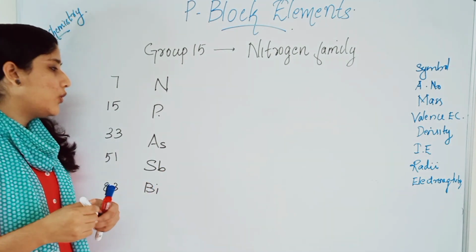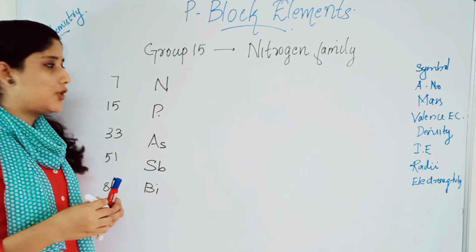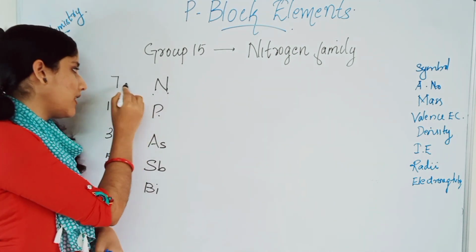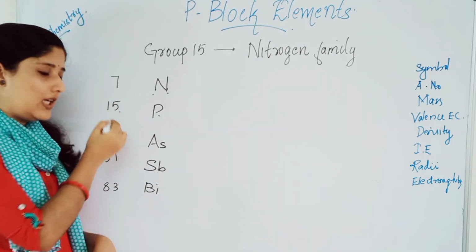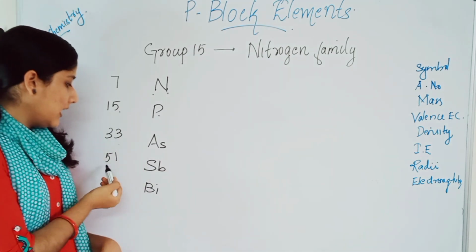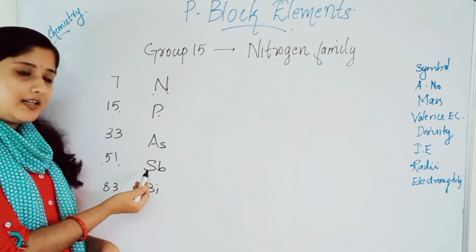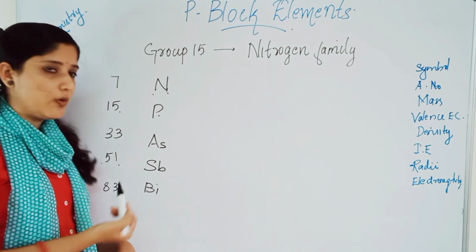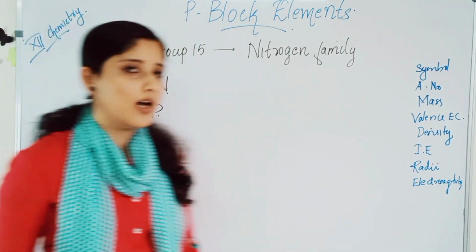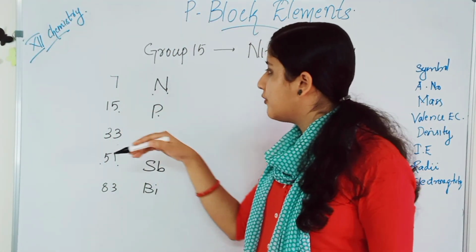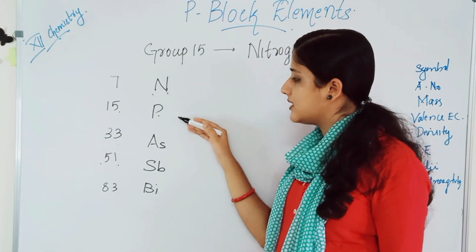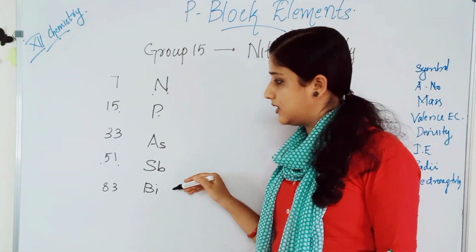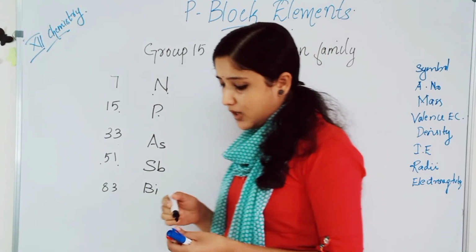These are the group 15 elements, and the atomic number of nitrogen is 7. Phosphorus 15, arsenic 33, 51 for antimony and 83 for bismuth. These are the atomic numbers of nitrogen, phosphorus, arsenic, antimony and bismuth. Note down. Next we are going to study what?